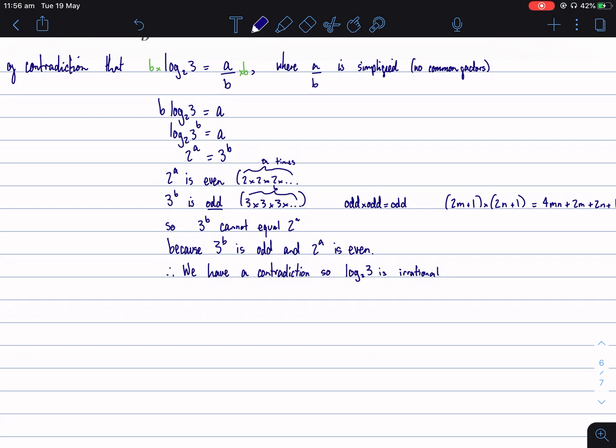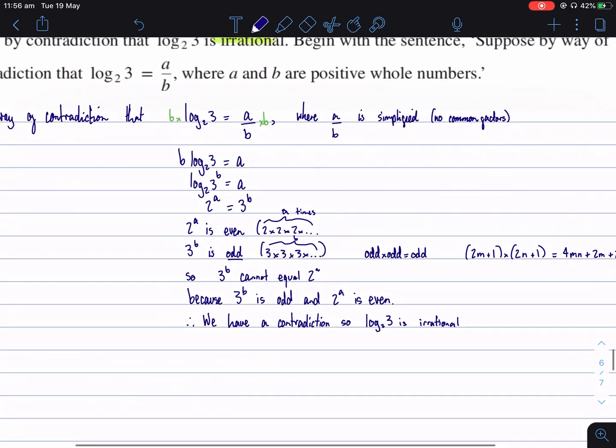So we essentially started off by saying log base 2 of 3 is rational, so it can be written as a fraction. We then followed that through to a logical conclusion, and then we discovered that that means an odd number equals an even number, which obviously can't happen, they're not equal to each other. So that was our contradiction. So therefore, it can't be rational because everything went wrong.